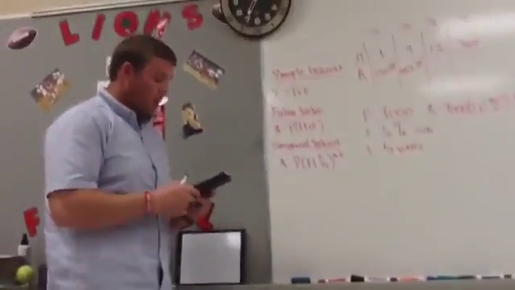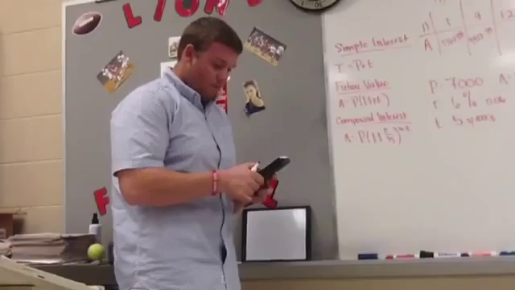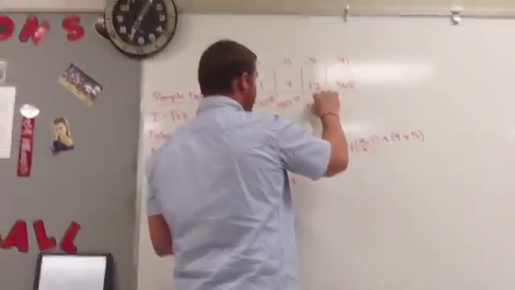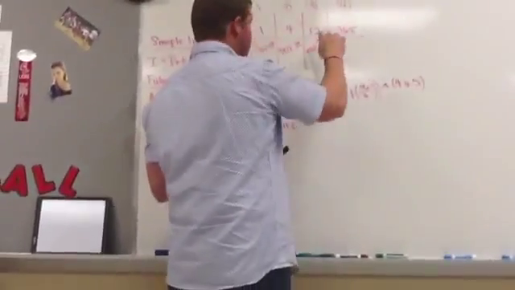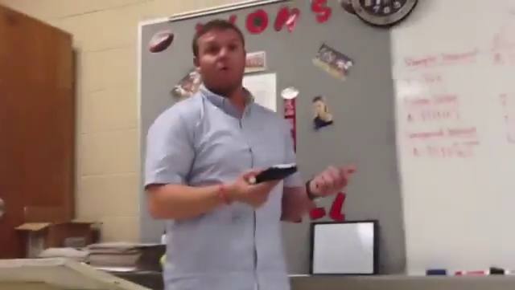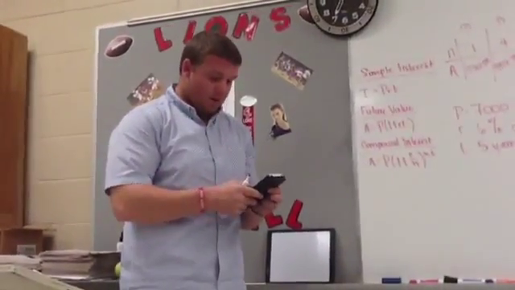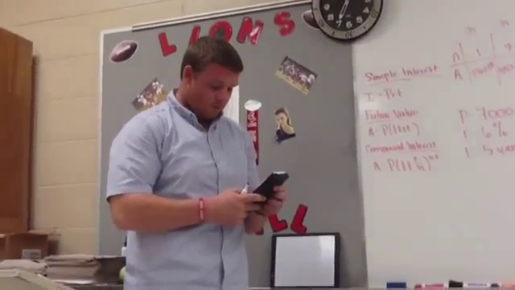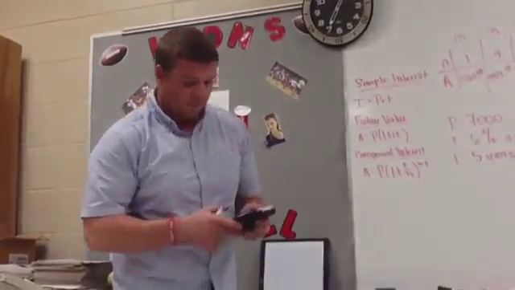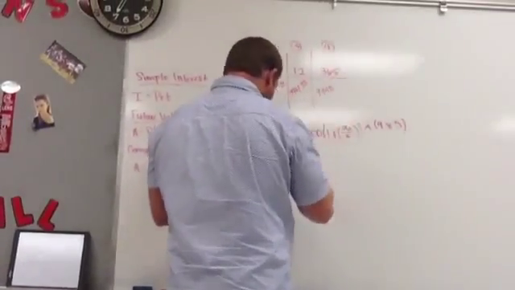Alright, then for 12, go back in there and change the 4 to a 12. You get 9,441 and 95 cents. And then what do you think we're going to do for the 365? What are we going to change? The 12 to the 365. We get 9,448 and 78 cents.